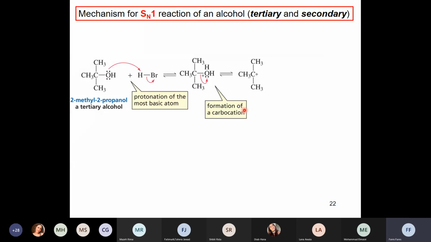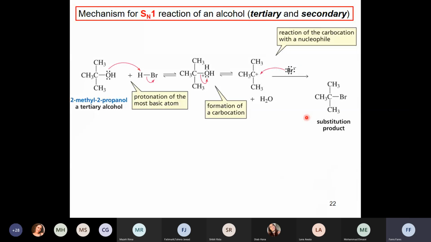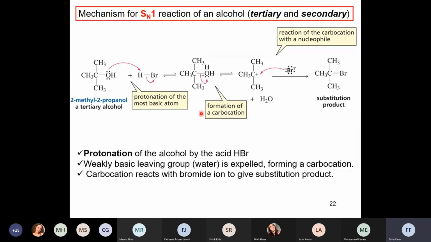And now comes the turn of the Br minus that left earlier. In the second step, Br minus acts as a nucleophile and attacks the C plus, a nucleophile attacking an electrophile, and gives us the final product. So the carbocation reacts. This is what happened in the SN1 reaction. And this is possible because we are allowed to show a tertiary carbocation, since it is stable; we are allowed to write that it forms. The same is true for a secondary carbocation. So if we started from a secondary alcohol, we would have done the same steps and got a secondary carbocation, which is also allowed. So if I want to summarize what we said here, the first step was protonation of the alcohol by the acidic HBr.